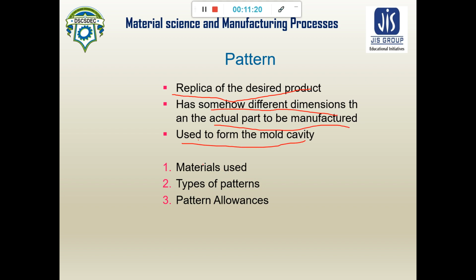In pattern making we have to study the materials used, the types of patterns, and the pattern allowances. Till now we understand that the pattern is used to make the mold cavity, and it is the replica of our desired shape. But in the pattern some dimensional variation is there. These variations are known as pattern allowances, given for specific purposes, which we will study in the pattern allowance part.